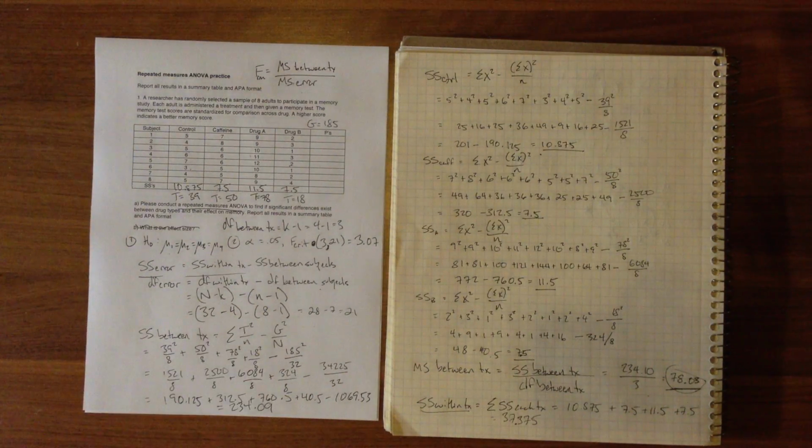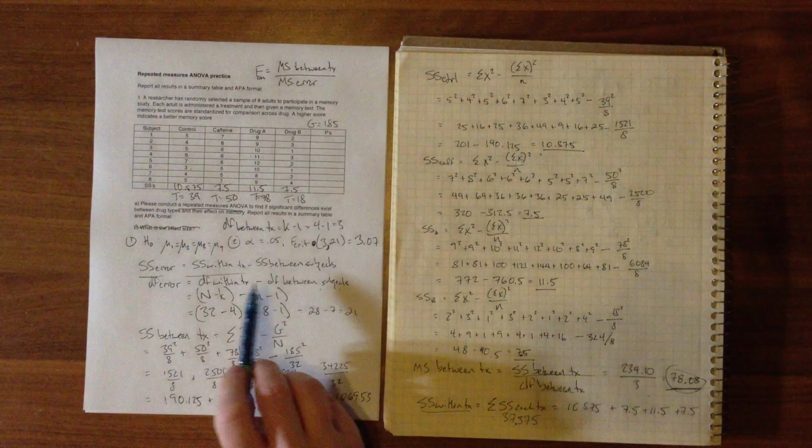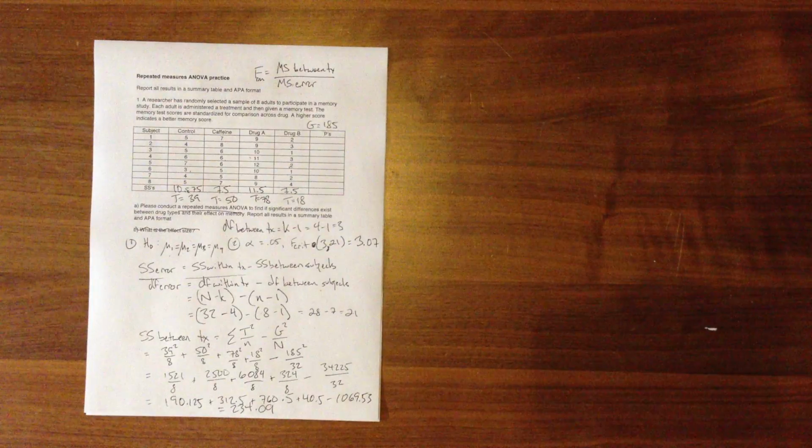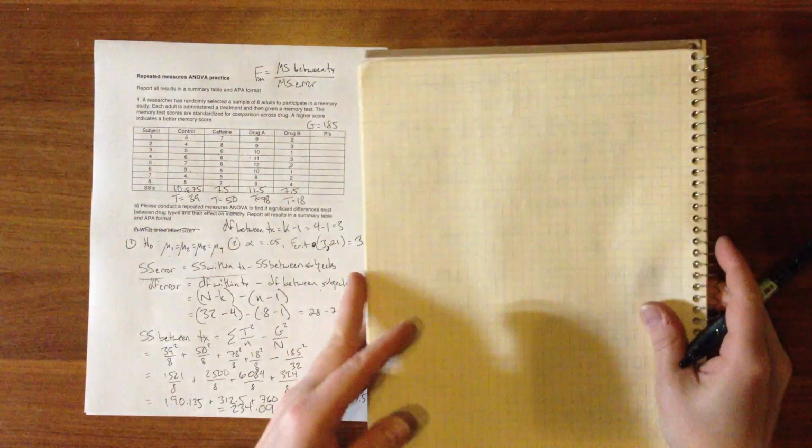Now, in independent groups analysis of variance, we would want mean squared within treatments, but this is repeated measures. So what we're going to do is take within treatments, and we're going to subtract from it SS between subjects. How do we get SS between subjects? That's new.